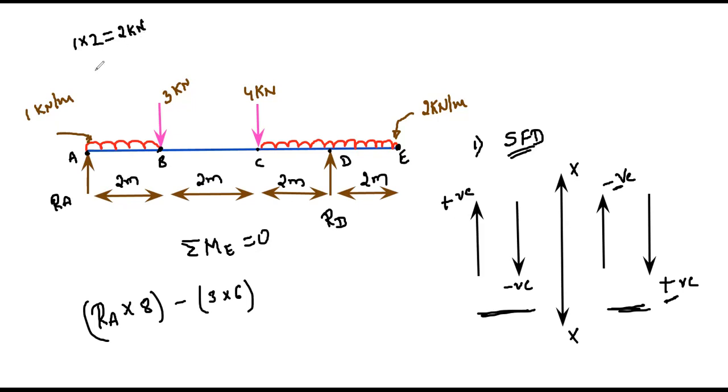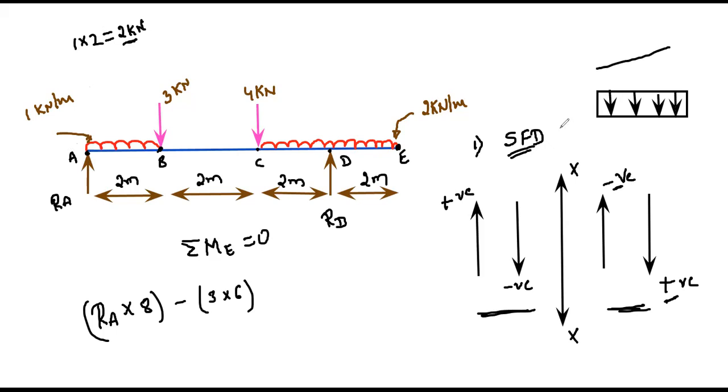So this is the load intensity. We have converted this UDL into a point load. How to calculate? This UDL, uniformly distributed load, looks like a distribution of load in a uniform manner over a span of the beam.